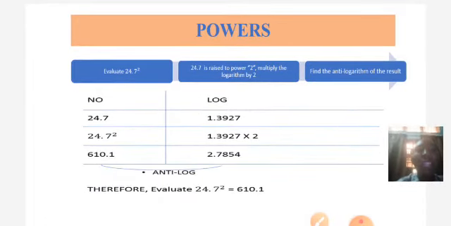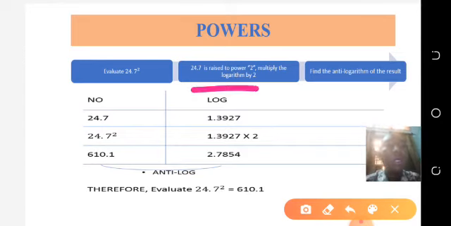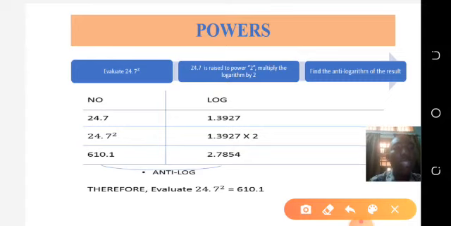Example. On this example, we are asked to evaluate 24.7 raised to power of 2. In explanation to this, you can see that 24.7 is raised to power 2. And that means you are going to look for the logarithm of 24.7 and multiply the result by 2. And after that, you find the anti-logarithm. Now, here is the explanation.